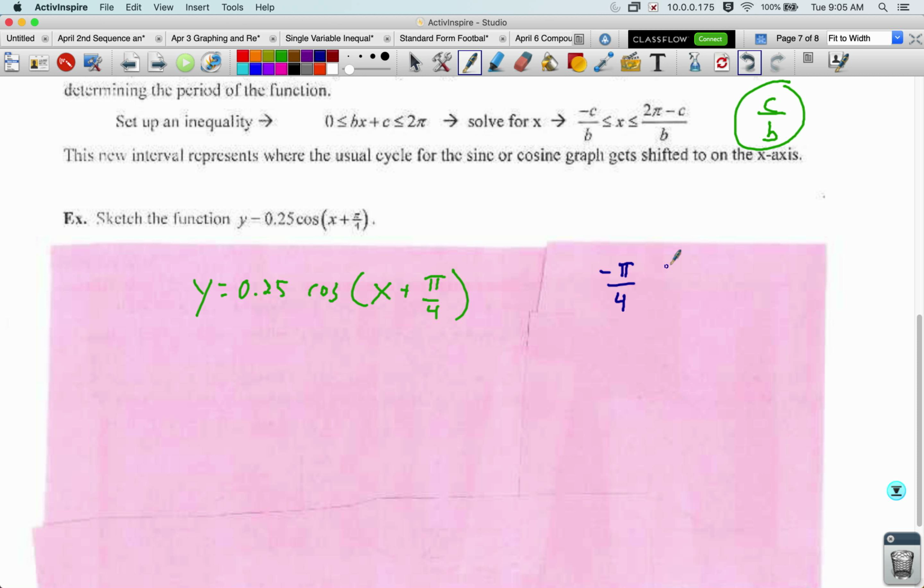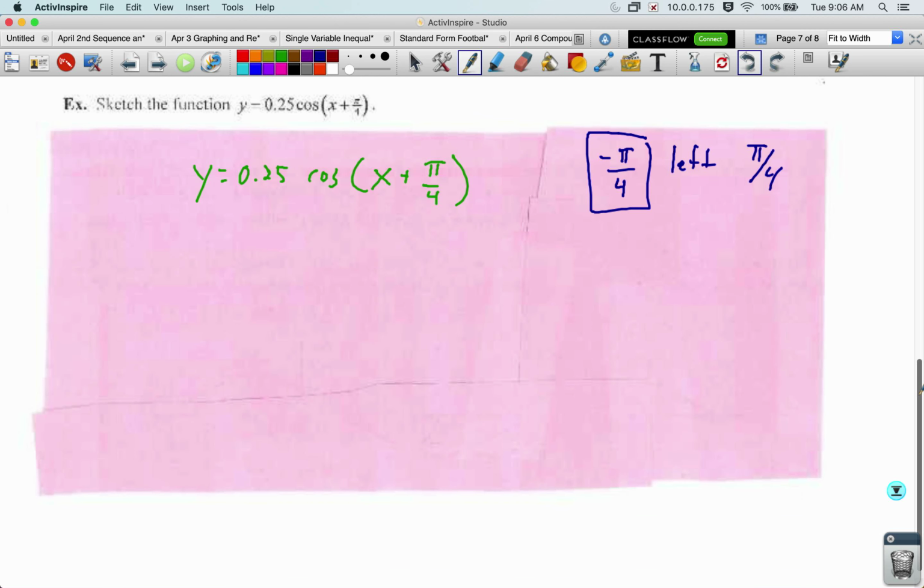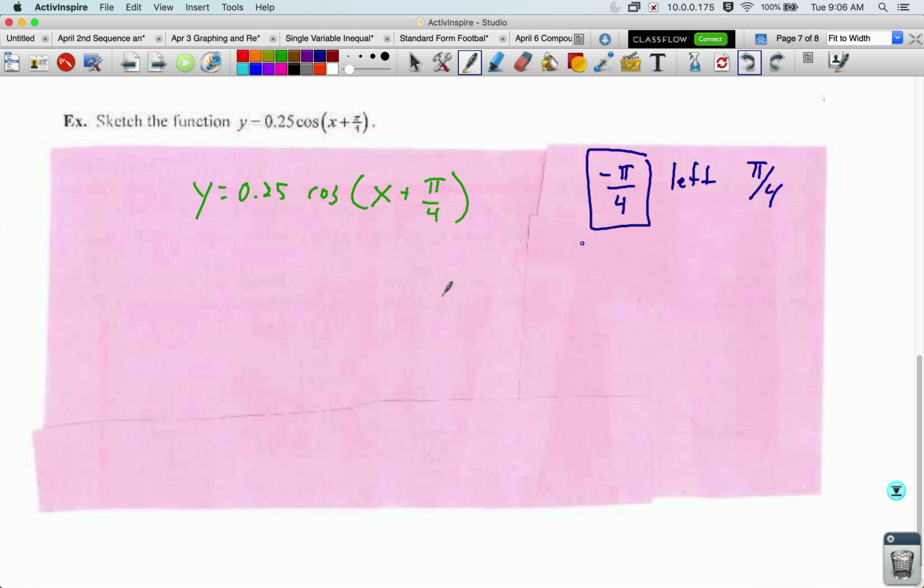One thing I didn't mention is that in the formula, it's always bx minus h, but now we're using c, so it's bx minus c. So always flip the sign here. This just tells us left pi over 4 units. All right, so can we sketch this knowing that we need to move everything left pi over 4? So I'll do a quick sketch of just a cosine wave.